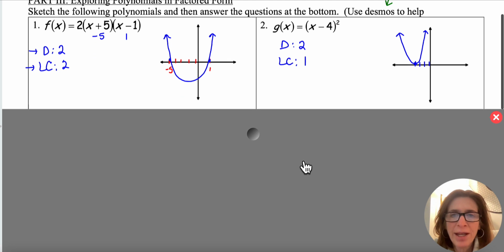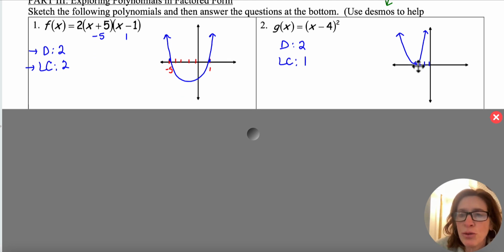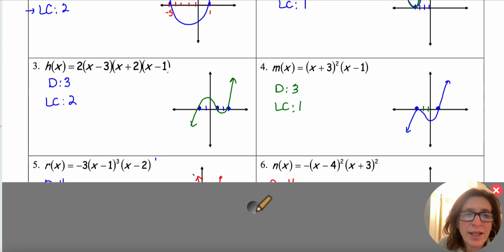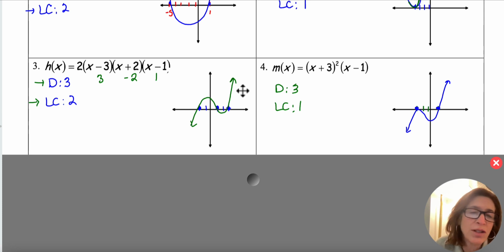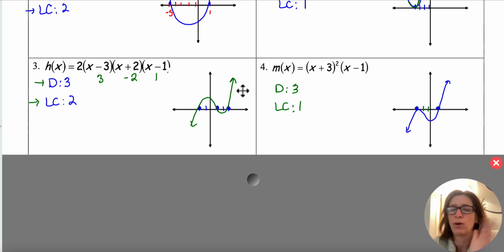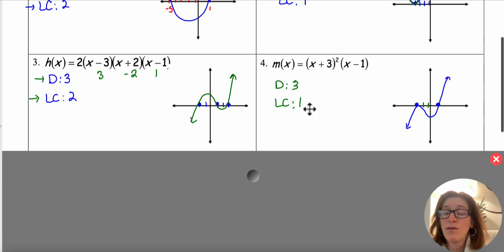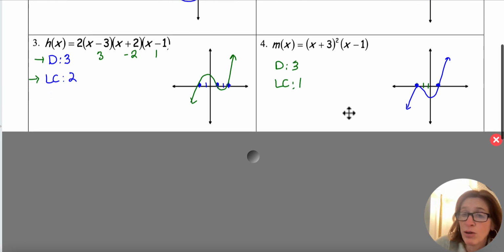Okay, so you're back. You finished this whole page, and I'm looking at number 2. You should have seen a nice little graph kind of turning around right there. Degree 2, leading coefficient of 1. If we look at this one, we had 3 zeros, at 3, -2, and 1. It was a degree 3 polynomial, leading coefficient of 2. Your graph should have looked something like that. You might have gone higher or lower. That's fine. Number 4, it was a degree 3 polynomial, leading coefficient of 1, and hopefully your graph looked something like that.